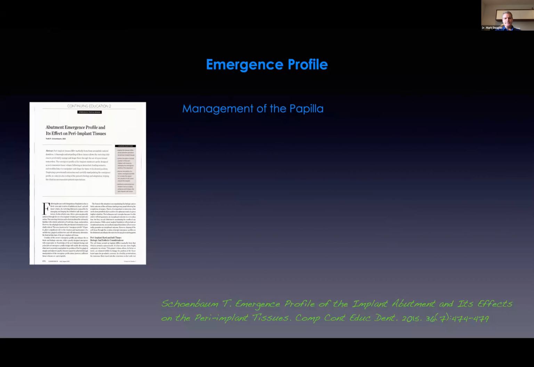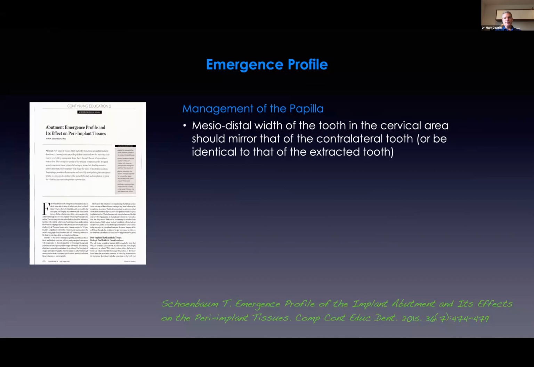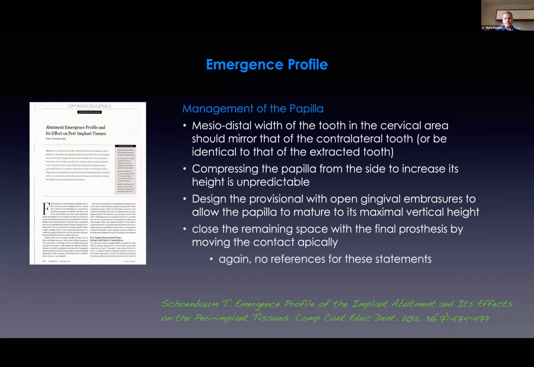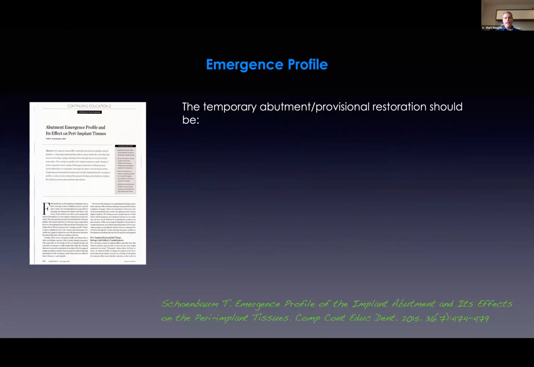How do you manage the papilla? The mesiodistal width of the tooth in the cervical area should mirror that of the contralateral tooth, or be identical to that in the case of the extracted tooth or our replica. Compressing the papilla from the side to increase its height is unpredictable. You want to design the provisional with open gingival embrasures to allow the papilla to mature to its maximum vertical height. And you want to close the remaining space of the final prosthesis by moving the contact apically. Again, we had no references to back up these statements.